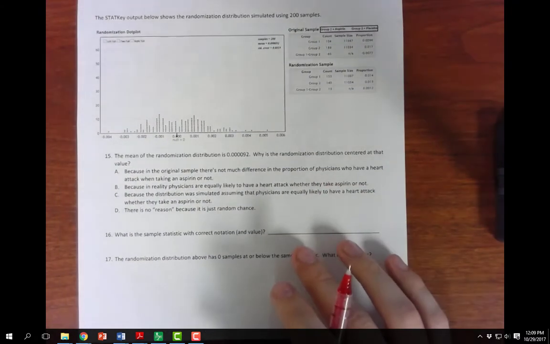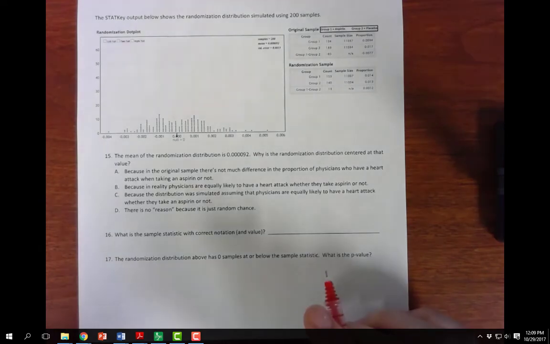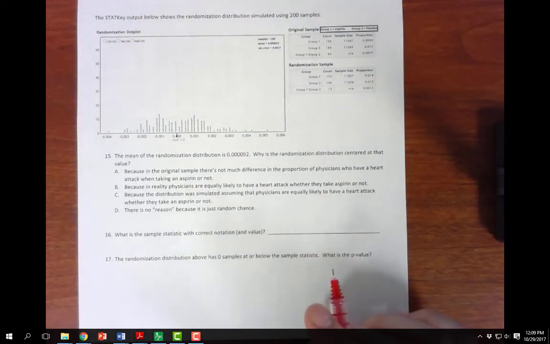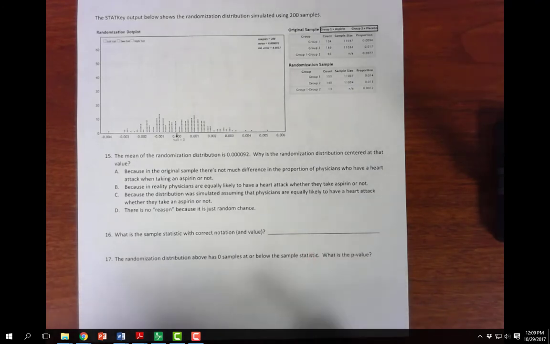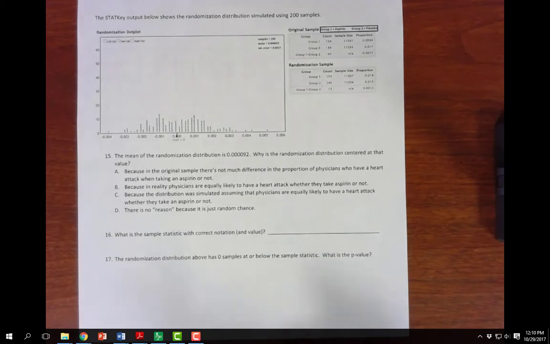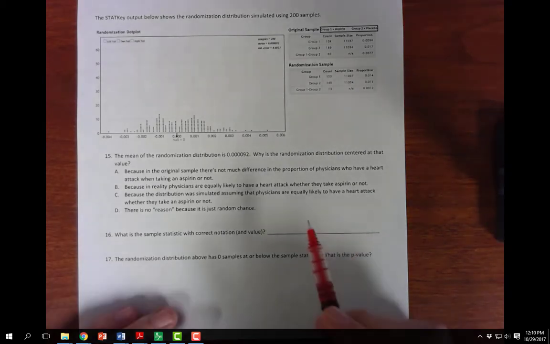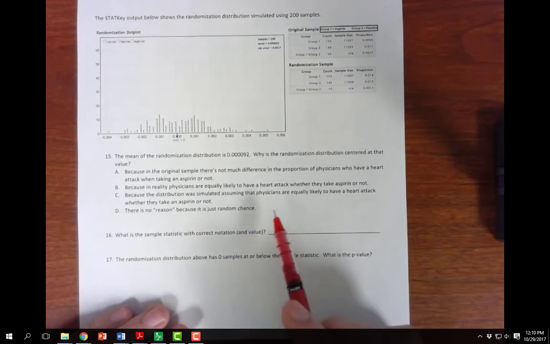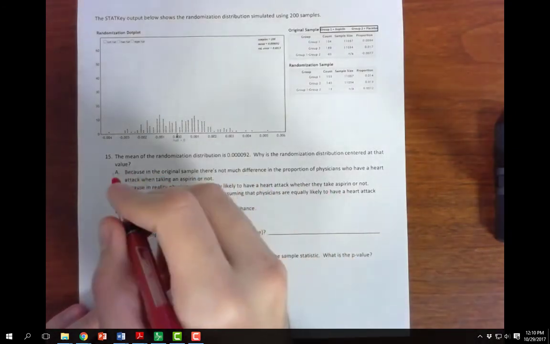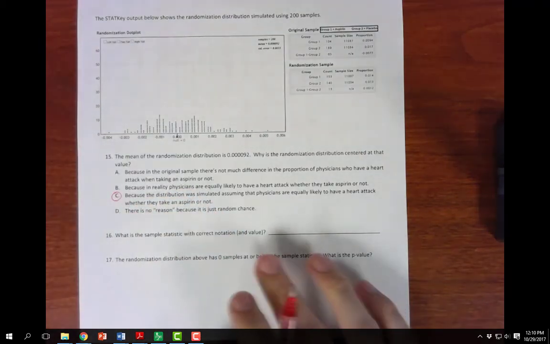So 15 says, the mean of the randomization distribution is 0.000092. Why is the randomization distribution centered at that value? So whenever we're dealing with a randomization distribution, it assumes that the null hypothesis is true. So it's going to be centered around whatever the value is in our null hypothesis. So if we assume the two proportions to be the same, then their difference is going to be 0. Because then the distribution was simulated assuming the physicians are equally likely to have a heart attack whether or not they take an aspirin. So the correct answer would be C.